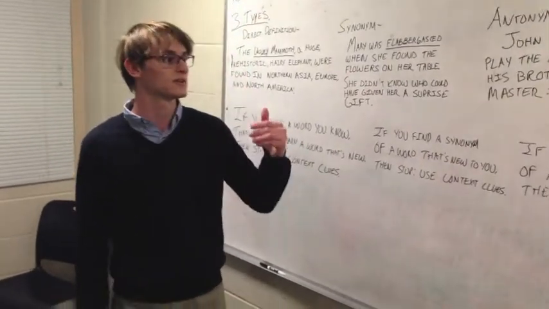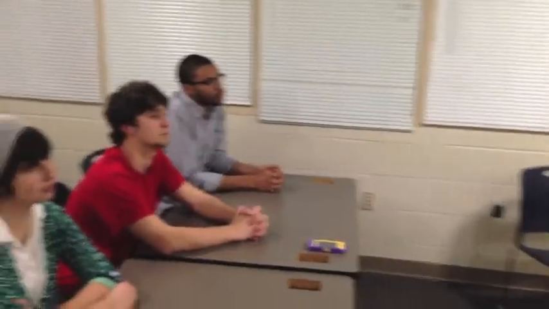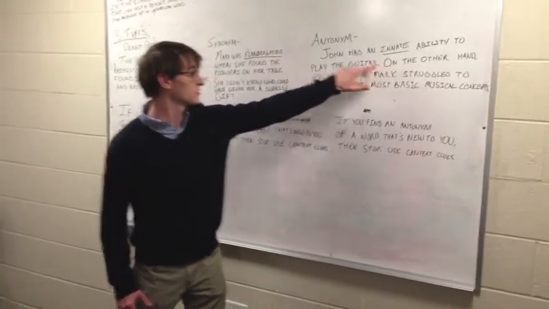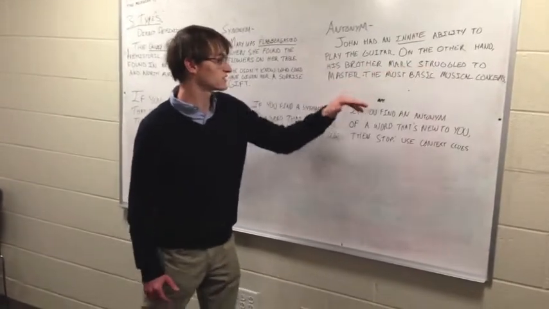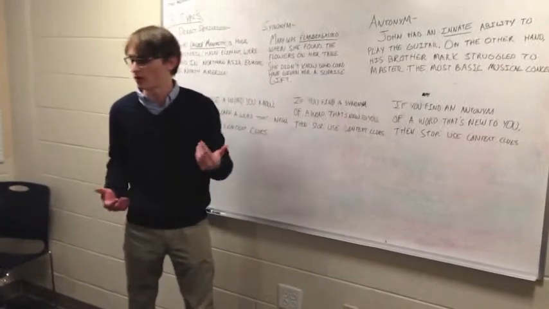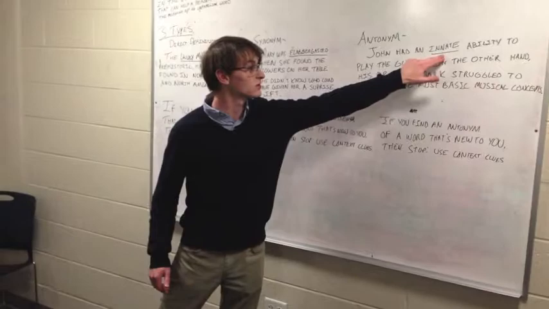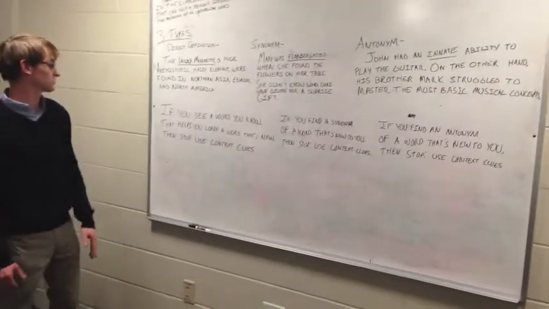If you don't know what innate is, and you can't find any similar words in the preceding or the following sentences, you can look at these two sentences here. On the other hand, clues you in that it's going to be the opposite of what we're talking about. And struggled to master the most basic musical concepts gives you an idea that, unlike his brother John, Mark can't play music very well, or he doesn't have a natural ability. And with that information, you can figure out that innate means a natural ability. And that wraps up context clues.